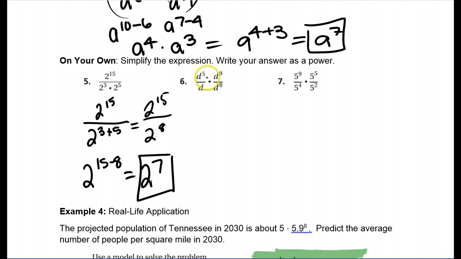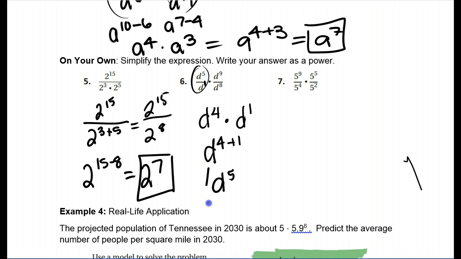Number 6, I'm going to start with this one first. Remember, if there's no exponent, the exponent is 1. So this is d to the 5 minus 1, which is d to the 4th, times d to the 9 minus 8, which is d to the 1st. Now I have the same base. So I can add my powers. So it's d to the 4 plus 1, which is d to the 5th power.